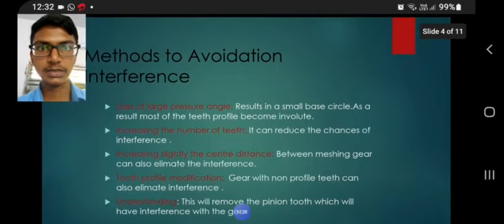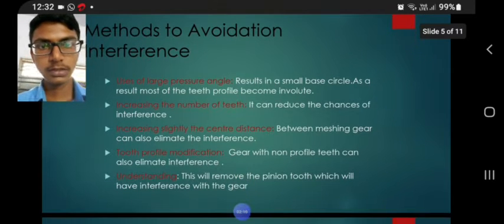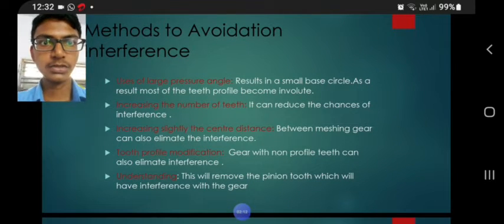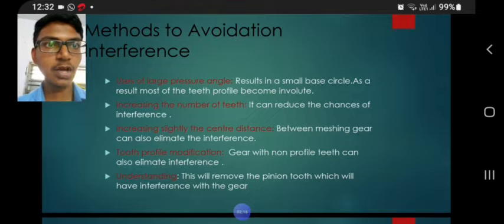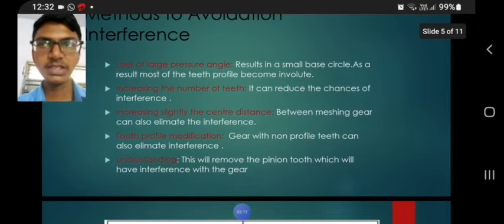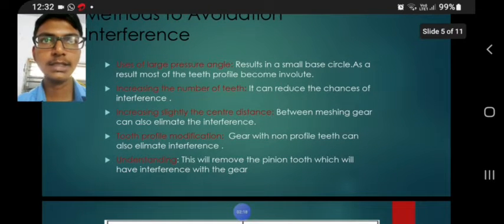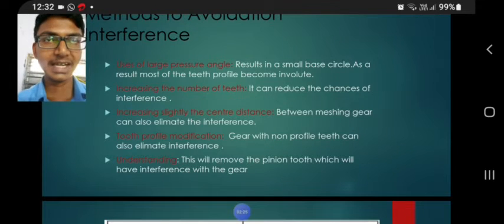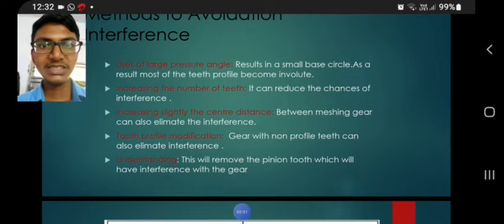Methods to avoid interference. Okay, we are now going to see the methods to reduce interference. Use of large pressure angle. First of all, pressure angle is the angle between the line of contact and the line tangent to the pitch circle. That angle is known as the pressure angle.